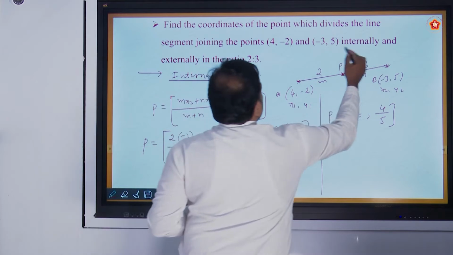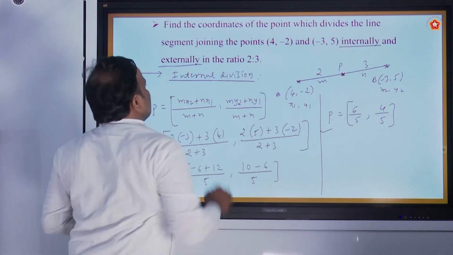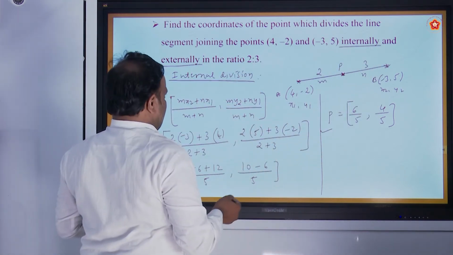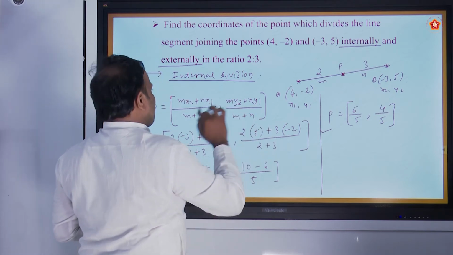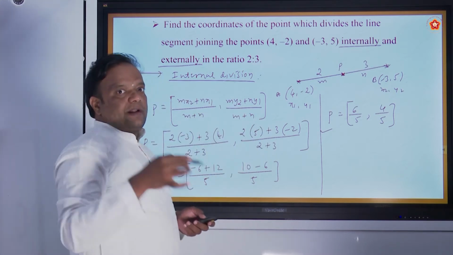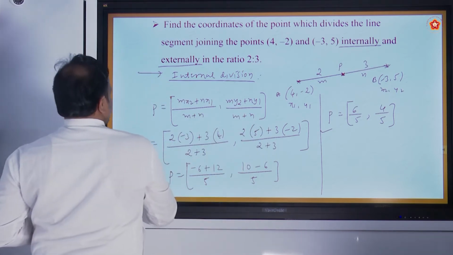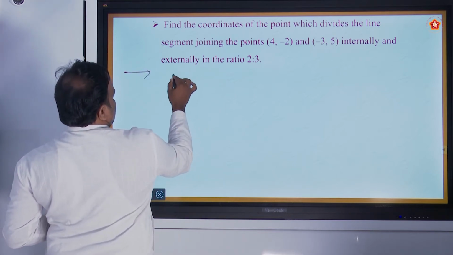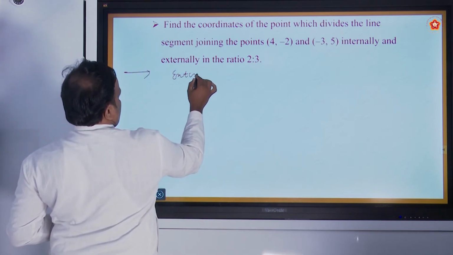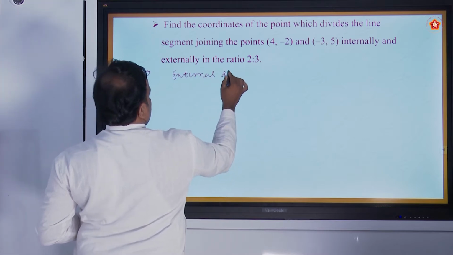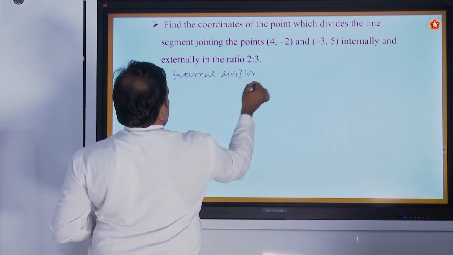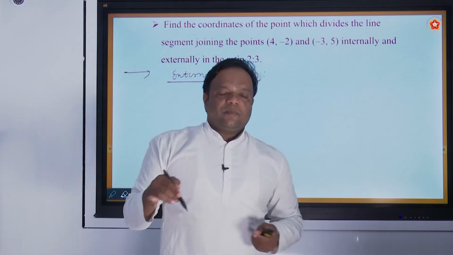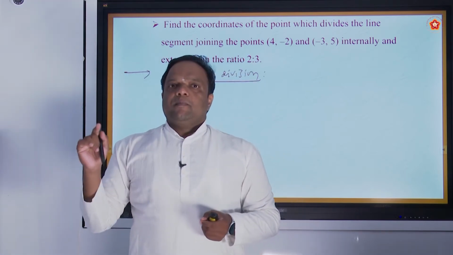Now the second part is for external division. Internal division is over, and now externally the ratio is the same. So you have to use the section formula for external division. See once again, I use the external division. You know the external division: it is the same formula as internal, just instead of plus you take the minus sign.